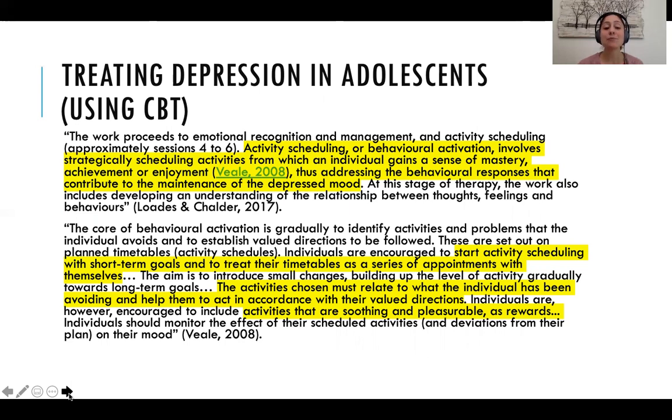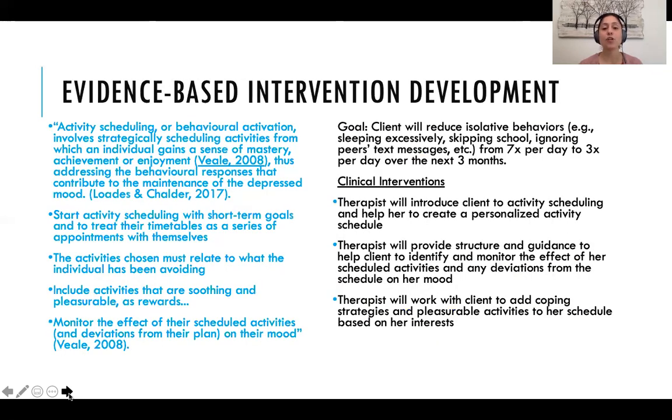research, does provide a really helpful description of the purposes of activity scheduling that I can then use to develop an intervention. So I've highlighted the components that seem the most relevant, and I will then pull them out to use for the development of my goal and my intervention on the right here. Okay, so the goal that I developed based on my client's symptoms: the client will reduce isolative behaviors, for example, sleeping excessively, skipping school, ignoring peers' text messages, etc., from 7 times per day to 3 times per day over the next 3 months. Okay.